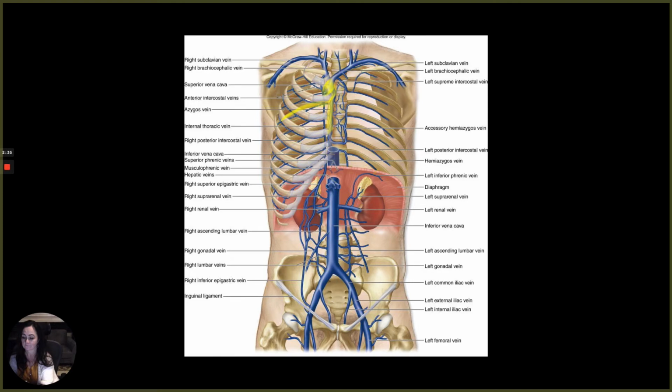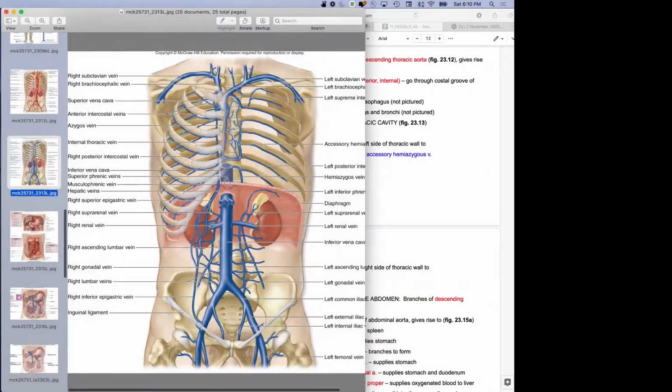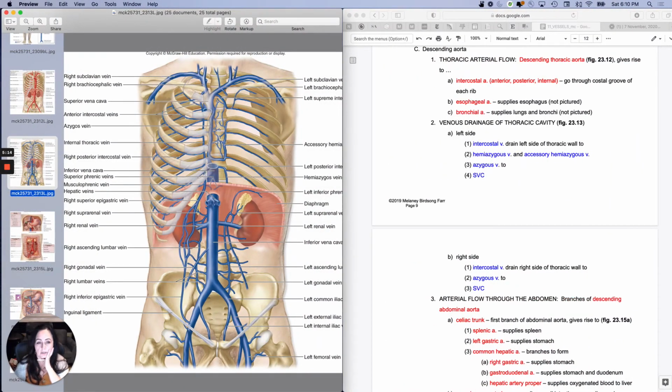So on the right side, one more time, all of these intercostal veins are going to dump directly into here, the azygos, and the azygos dumps into the superior vena cava. That's most people's least favorite venous circulation pattern because it's kind of hard to see what's going on there.